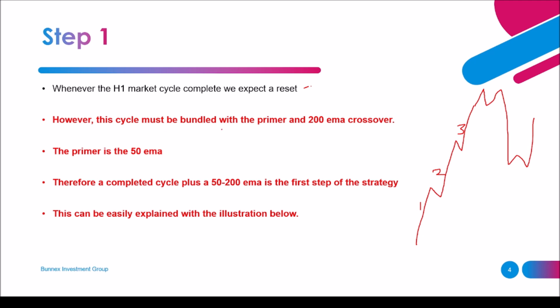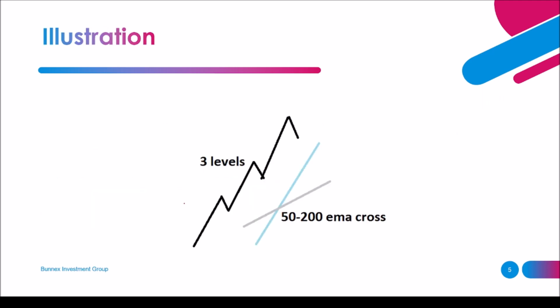However, this cycle must be bundled with the primer and the 200 EMA crossover. The primer that we are referring to is the 50 EMA. Therefore, we are saying the 200 EMA will not be efficient without an assisting EMA, which is the 50 EMA. Therefore, a completed cycle plus a 50-200 EMA cross is the first step of the strategy. This can be easily explained with the illustration below. So we are saying after 3 levels in one direction, or basically a cycle that is completed, we now need a 50-200 EMA cross bundled with this. So the first step is this one plus this one, and then we move over to the next step.